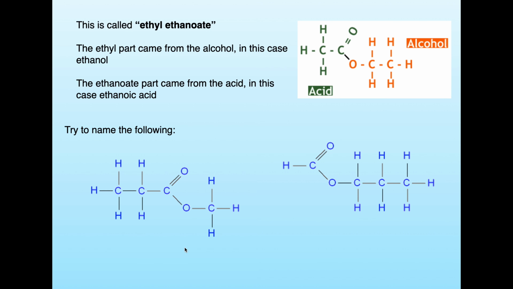You can try and name the following. It's going to be tricky for you because you haven't had lots of experience, but this bit came from the alcohol. So what's the alcohol called with 1 carbon? Methanol. So that would be methyl. And this came from the acid. What's the acid called with 3 carbons? Propanoic acid. So it's methyl propanoate. This time, 3 carbons came from the alcohol, that's propyl. 1 carbon came from the acid, methanoate, propyl methanoate, because it came from methanoic acid.